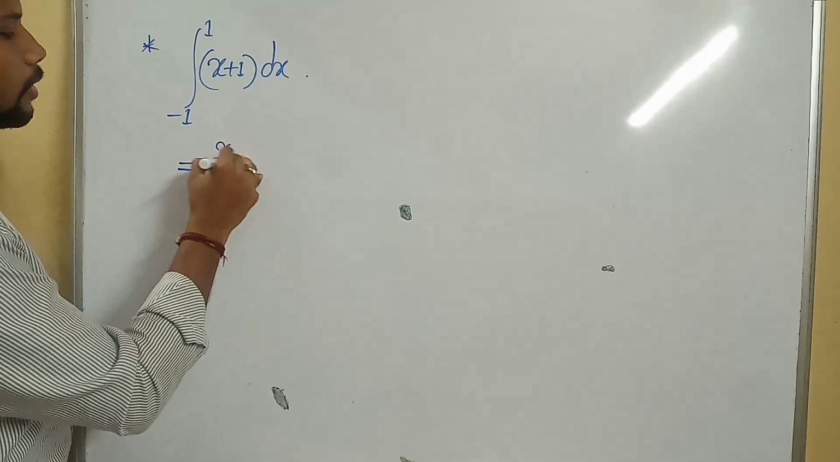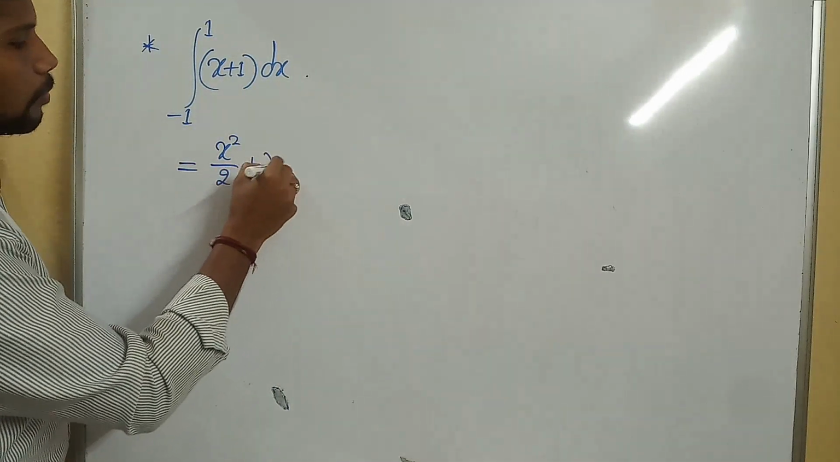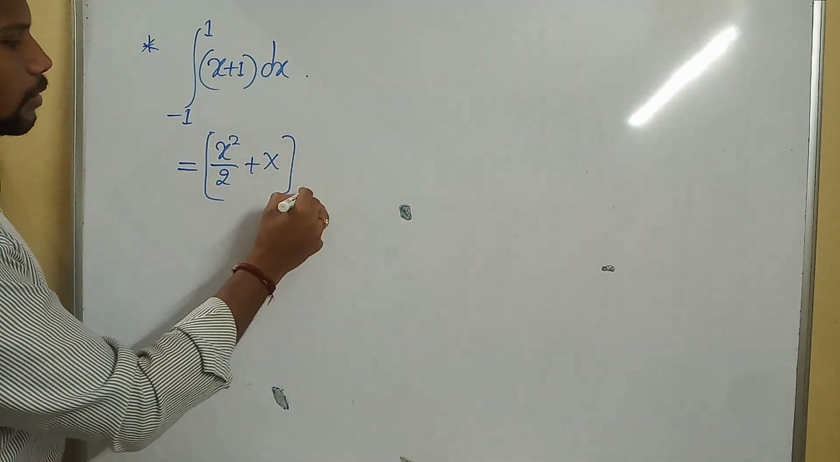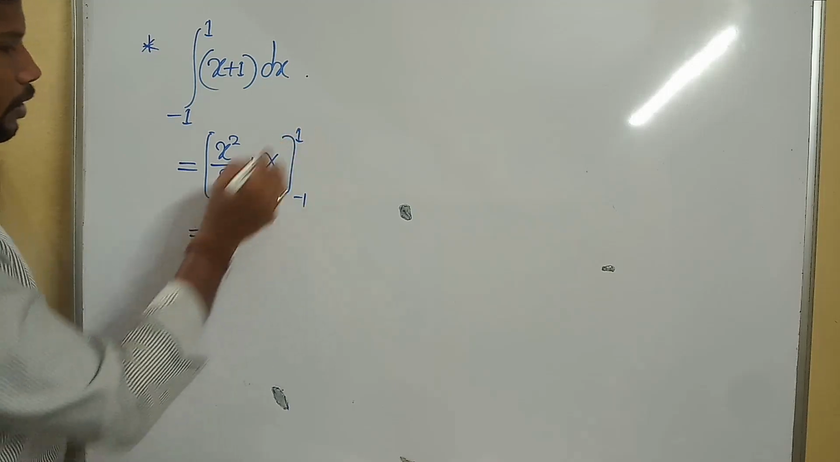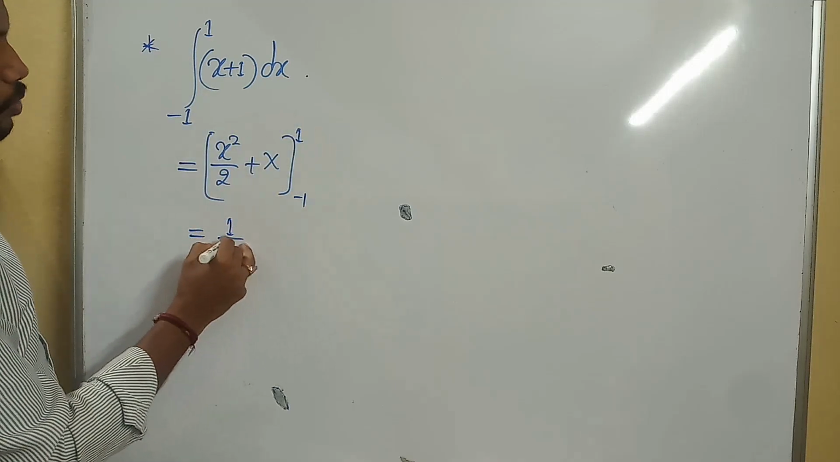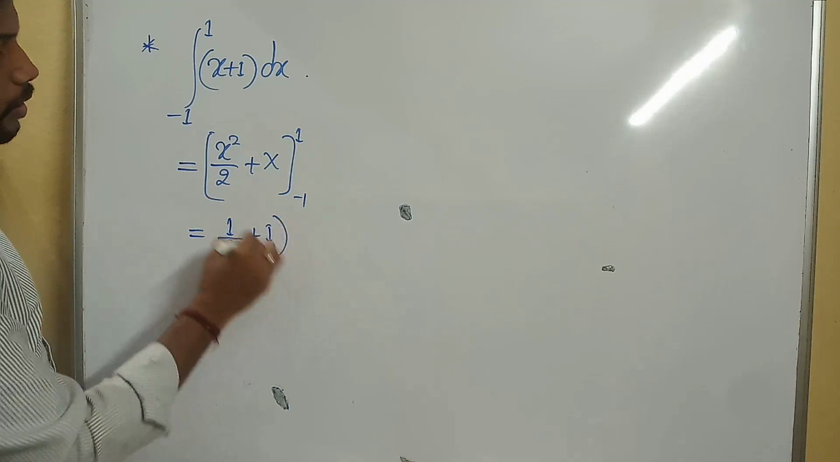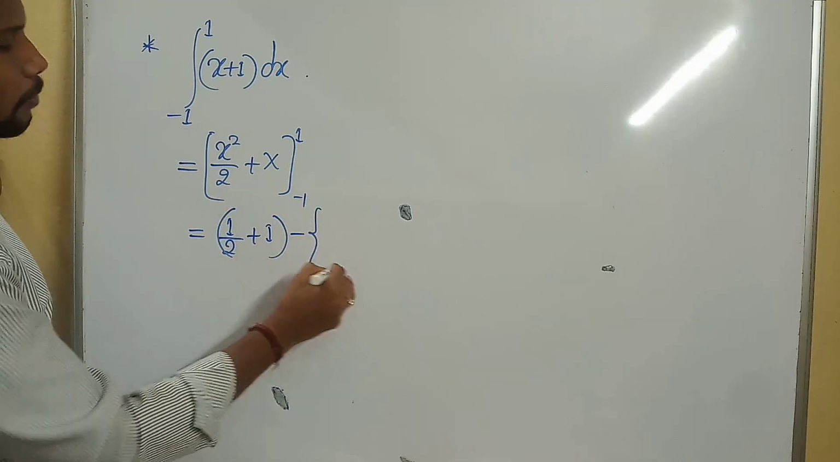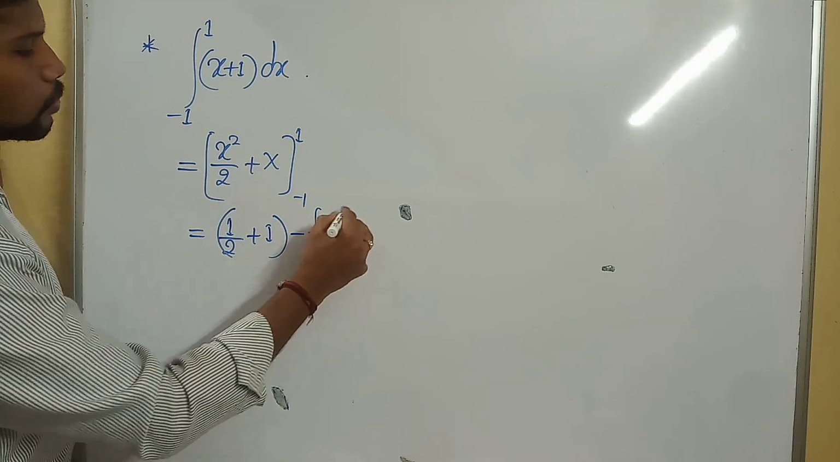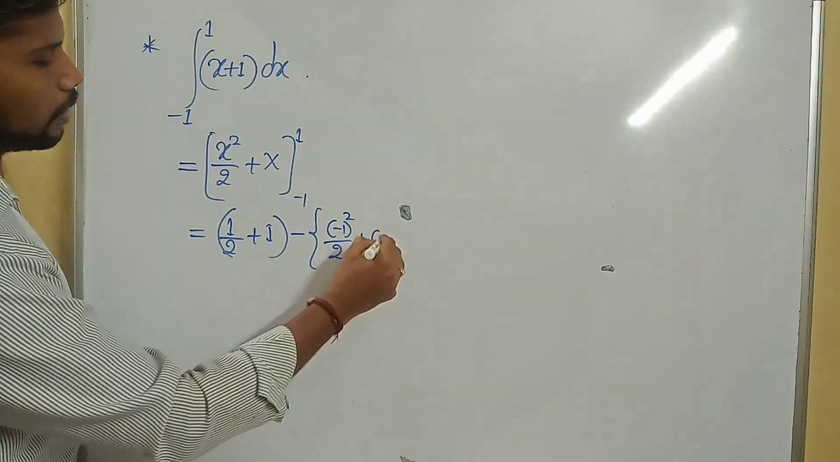Integral of x will be x square by 2. Integral of 1 will be x. The limits are minus 1 to 1. Okay. Substitute the upper limit value: 1 square by 2 plus 1. Substituting the upper limit value, minus lower limit will be minus 1 square divided by 2 plus minus 1.